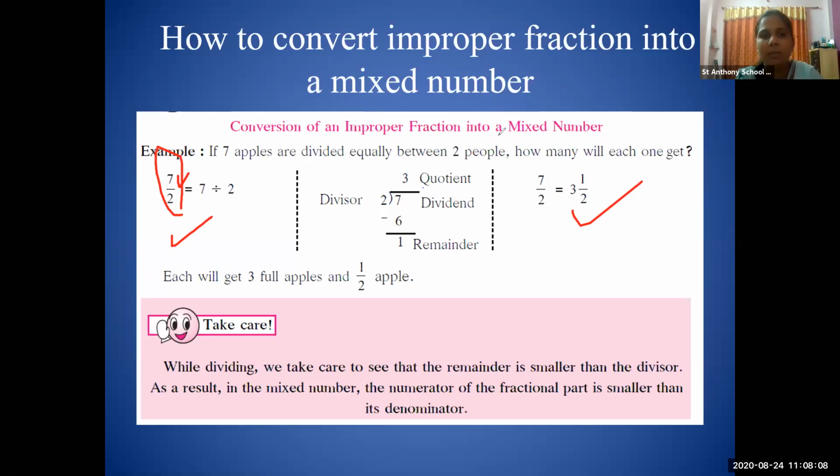So very simple. This is 7/2, right? 7/2. So let me share whiteboard with you. Okay, so that the concept will be clear more clearly. This is our whiteboard. We have to convert improper fraction into a mixed fraction, right? What was our example? 7/2, right?